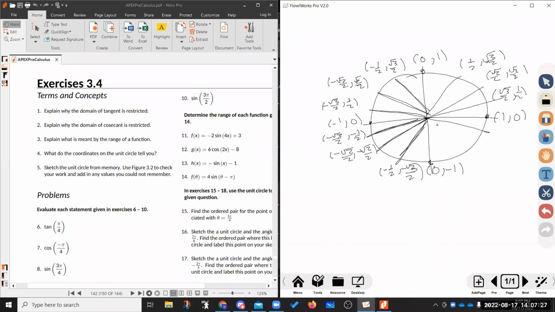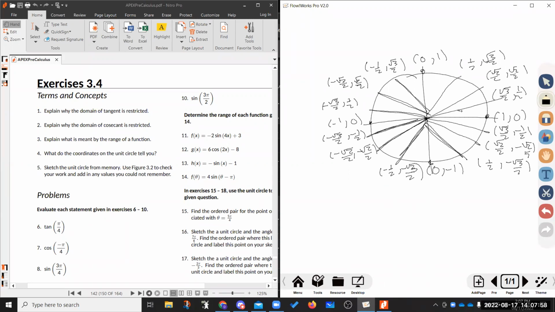Now I have 30-degree, 45-degree, 60-degree reference angles in quadrant 4, where x is positive, y is negative. So this is root 3 over 2, negative 1/2. This is root 2 over 2, negative root 2 over 2. And this is 1/2, negative root 3 over 2. Now I need to fill in the angles here. I've mentioned the angle measurements as we went around.